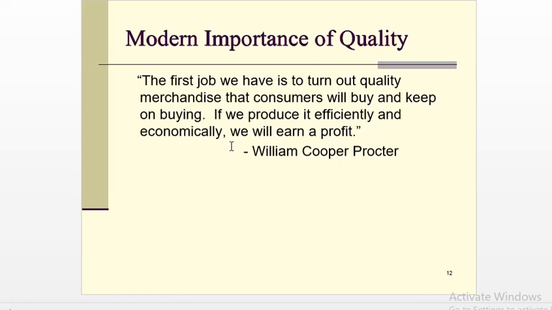So the modern importance of quality is that you have to produce the product depending on the customer requirement, at economically lower cost and at the required time. So these are the modern importance of quality, considering the modern parameters of quality.